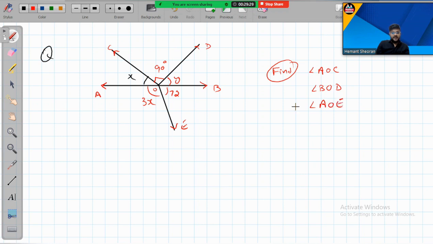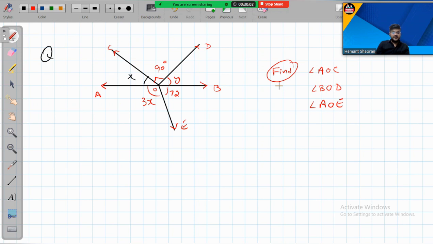3x plus 72 equals 180. Then 3x equals 108. Then x equals 36. Then y: 90 plus 36 is 126. So 126 plus y equals 180. So y equals 54.